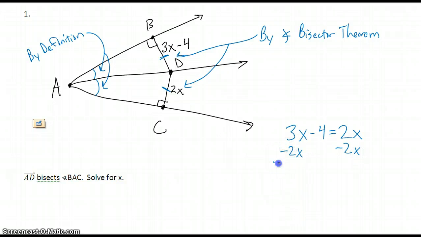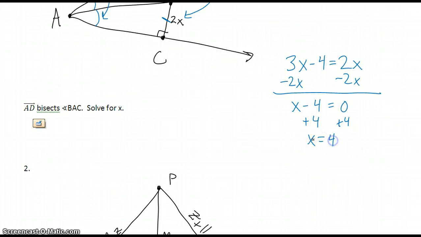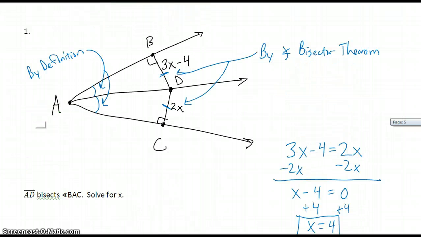Once they're equal to each other, then I can use algebra to solve for x. Combine my like terms by getting all my x's on one side of the equation, and undo what's happening to x. So x equals 4. We can check that answer by plugging 4 back in. 3 times 4 is 12, minus 4 is 8. So BD is 8 long. We can plug in 4 right here. 2 times 4 is 8, so CD is also 8. Plugging this number in for x is a great way to check your answer.